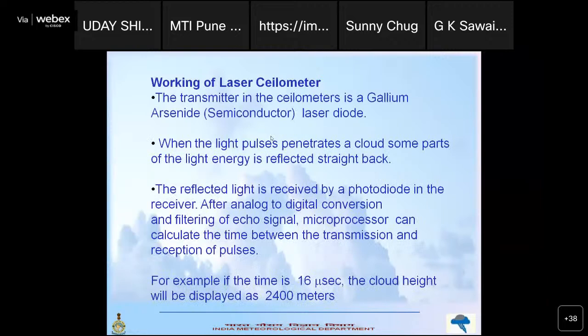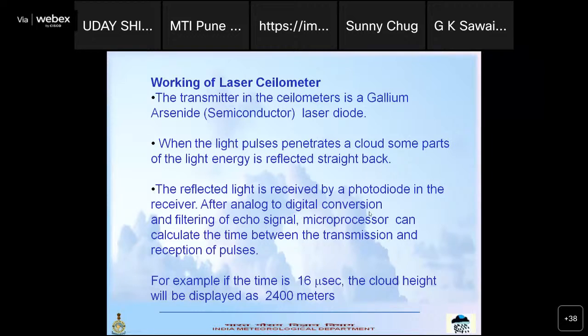So this is the basic working principle of the laser ceilometer. The transmitter in this ceilometer is nothing but a gallium arsenide semiconductor laser diode. When the light pulse penetrates the cloud, some part of the light energy will be reflected back, and the reflected light is received by the photodiode in the receiver.